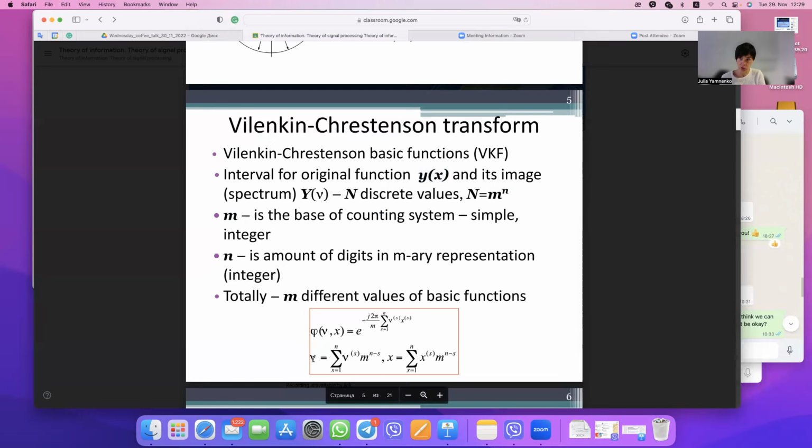So we have two variables. It's a Greek letter nu and x. X is the variable of the original function y from x. So here is this variable x, and the spectrum depends on the second variable nu. So there are two variables, and each of them should be represented in this counting system with the base m.